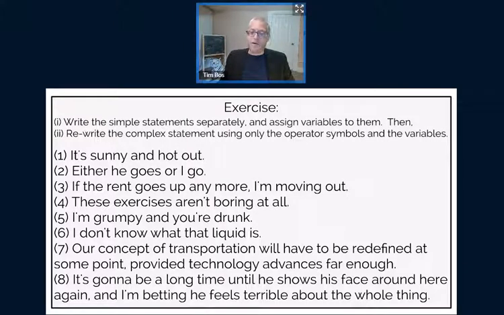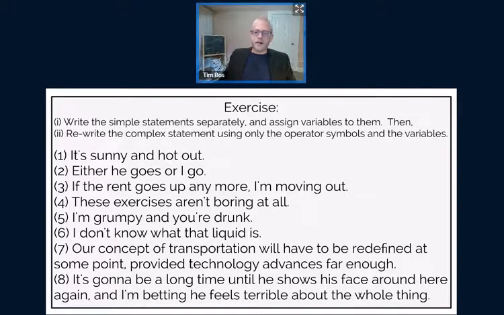I'm grumpy and you're drunk. So again, if you're still having a hard time knowing what the simple statements are, just take out the operator, if there's an operator. Is there one of these four operators going on? Is it a conjunction, a disjunction, a conditional, or a negation?